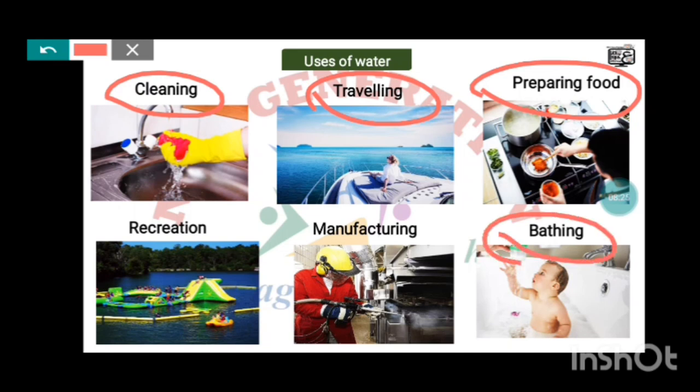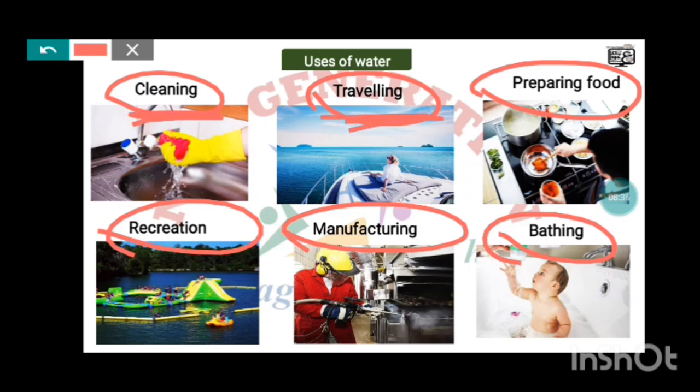Bathing. Manufacturing. Recreation. Okay, so what are the uses of water? Cleaning, traveling, preparing food, bathing, manufacturing, and recreation, or having fun.